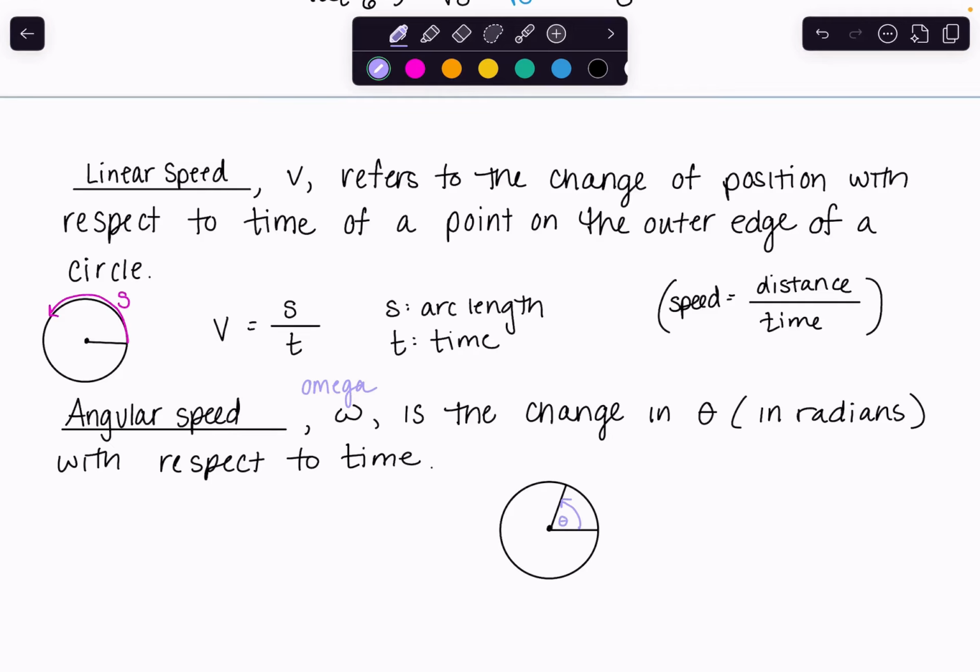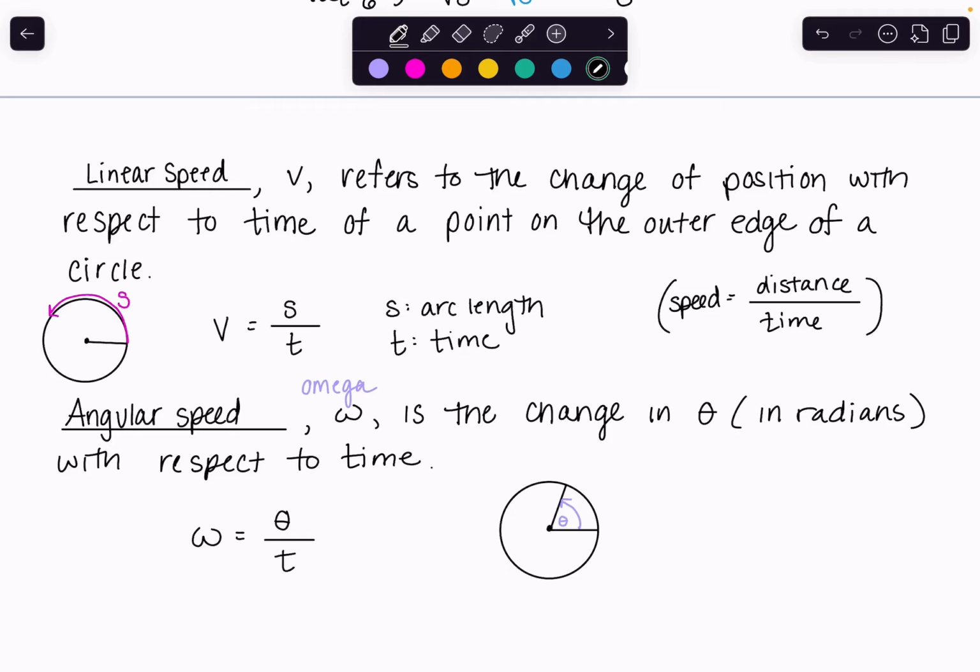So using that same formula, speed is your distance over time. Your angular speed is omega. Your distance is the angle itself. That's how much was mapped out. So it is theta over time, okay?